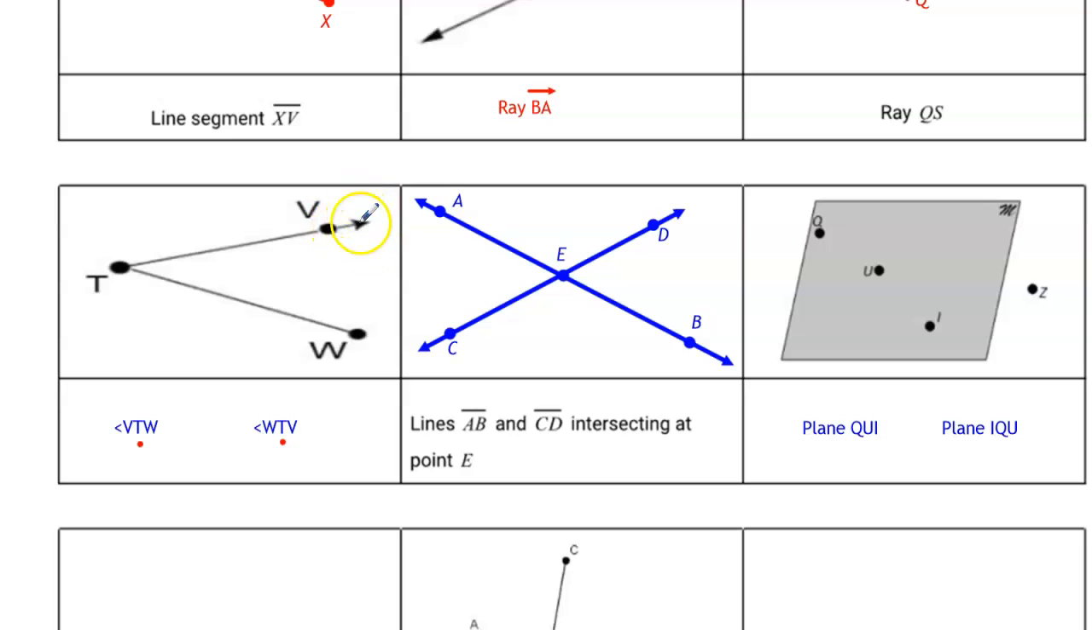If you were careful, you saw that there was an arrow on this side and there's no arrow on this side, that is okay. An angle is not necessarily defined by the fact that it has a ray. It could have a ray or it could have a line segment as one of its legs.